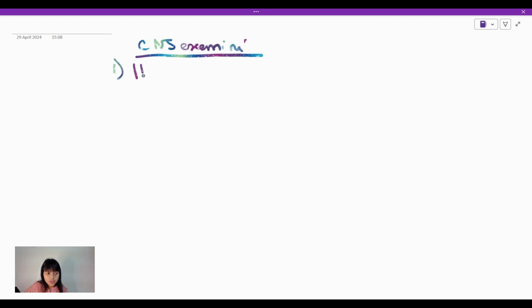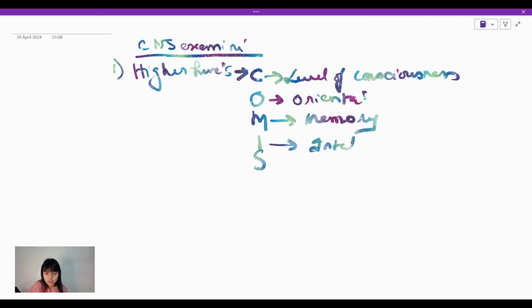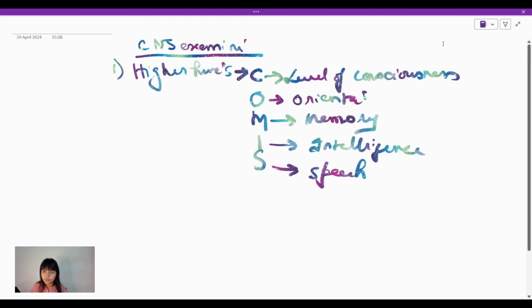So the first point is higher functions, okay? In higher functions, what are the points you need to know? Let's make a mnemonic, that is COMIS. C stands for level of consciousness. O stands for orientation. As you all know, orientation to time, place, person. M for memory. I for intelligence. And S for speech, right? So this makes your higher functions, okay?